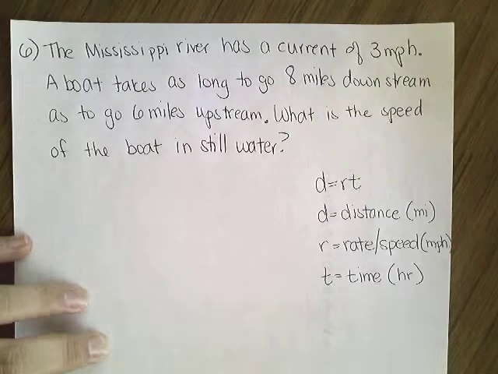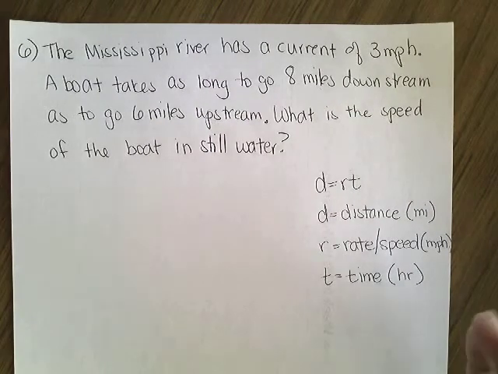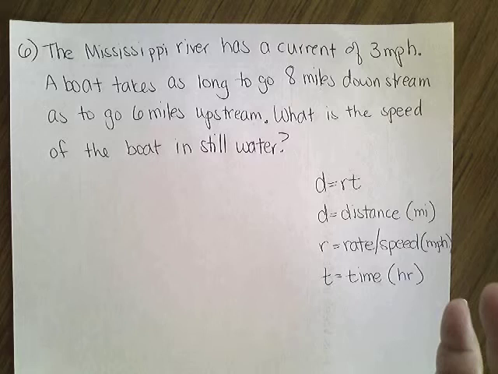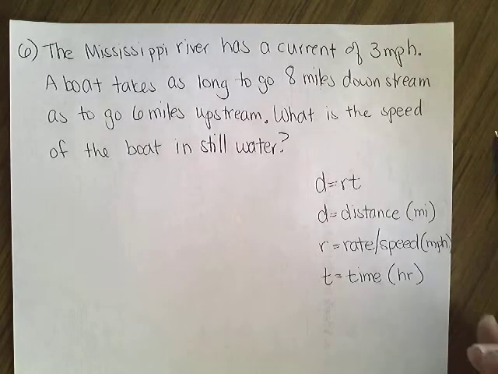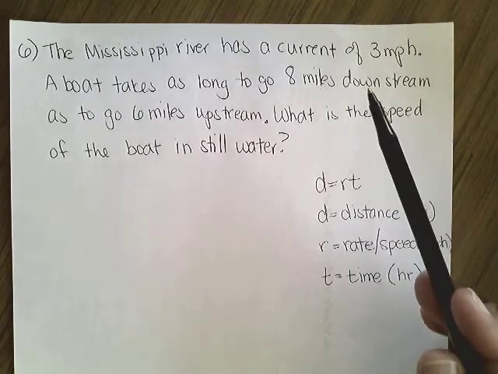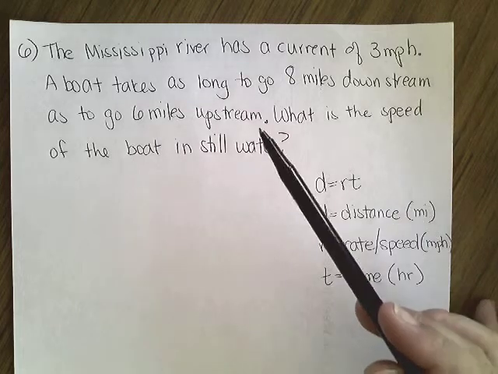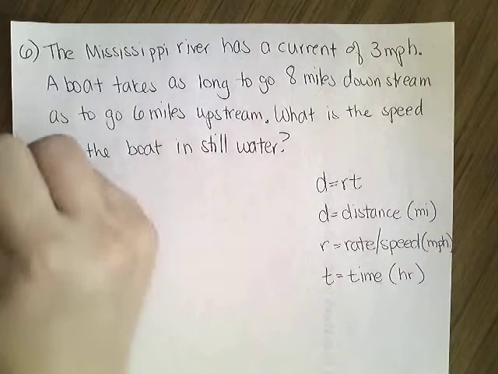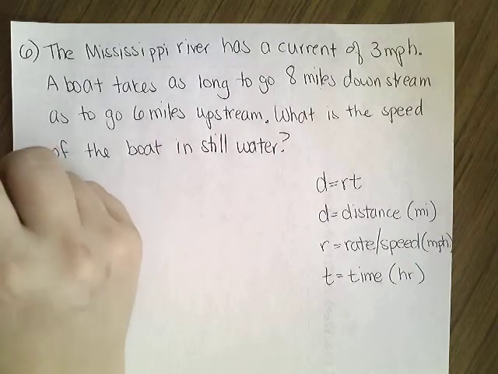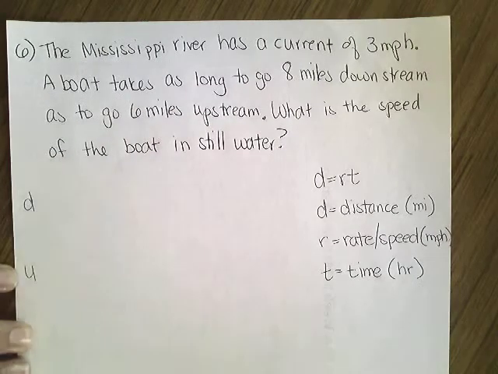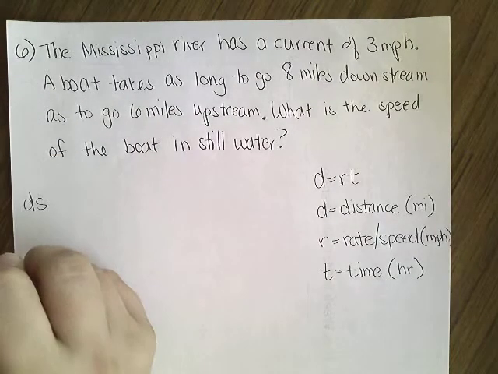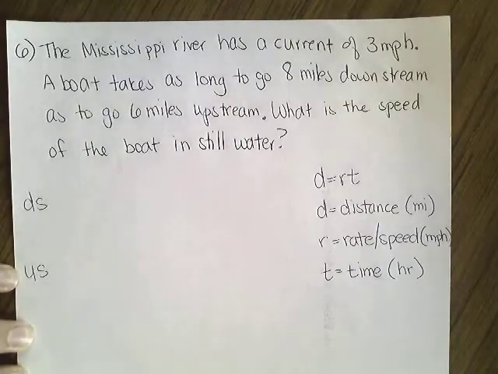So what I'm going to do is set up two different pieces of information, two different sort of data sets. One is of the boat going downstream, and the other one is the boat going upstream. I'm just going to abbreviate that using DS for downstream and US for upstream.